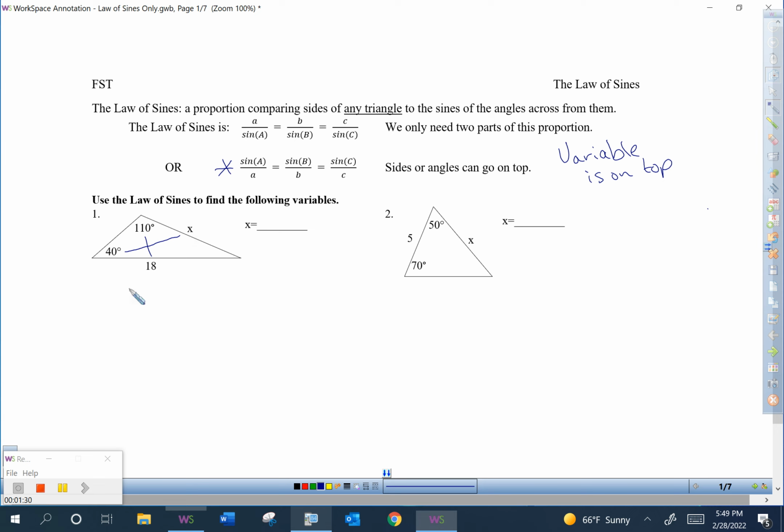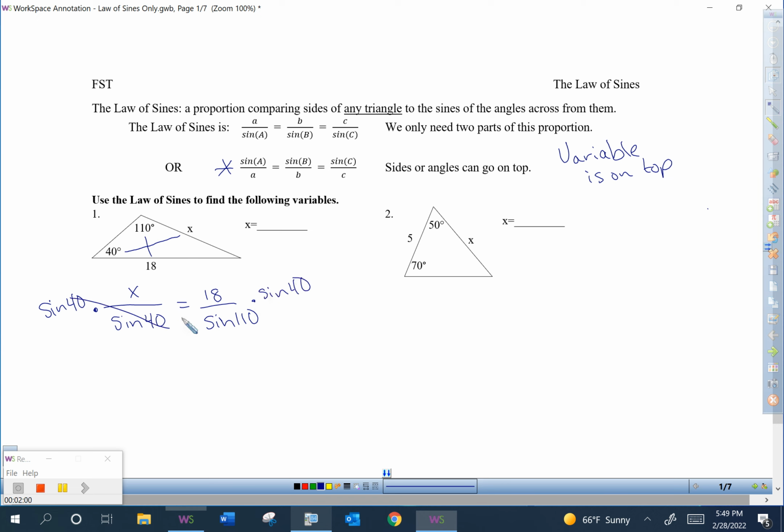So it'll look like x on top over sine of the angle. You're always going to put the sine with the angle. It doesn't necessarily have to be on the bottom. Okay, but because I put sides on top, we'll have to write the second part, 18 over sine of 110. And here's why I like to put x on top. There's exactly one step to solve for this. You multiply by the sine of 40. You don't have to cross multiply.